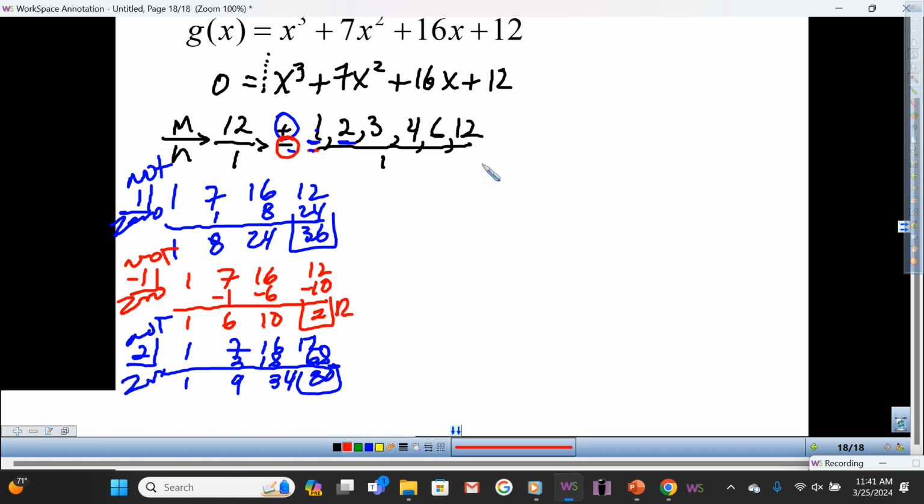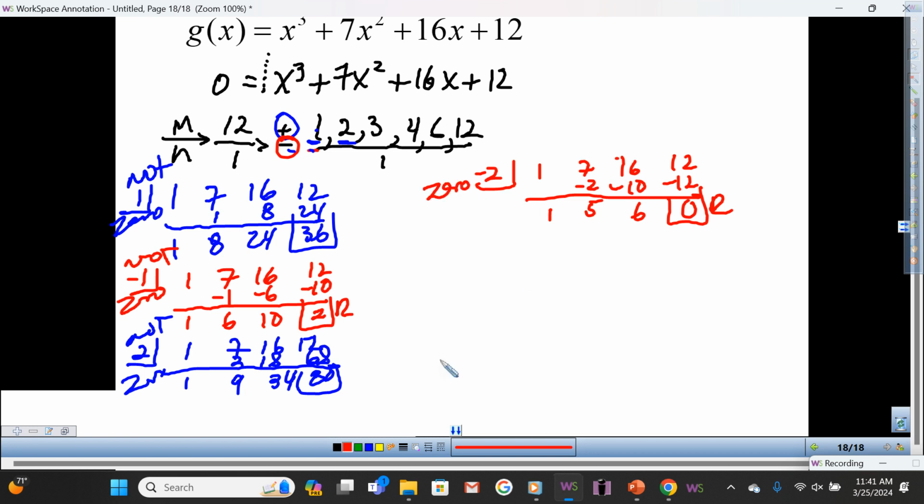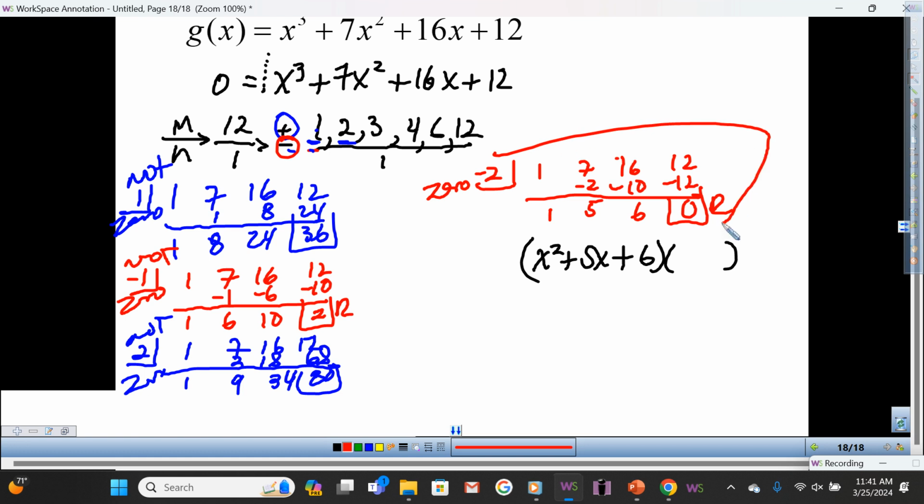What's next, everyone? Negative 2. I'm going to do here 1, 7, 16, and 12. Negative 2 times 1 is negative 2. Combine, that's 5. Negative 2 times 5 is negative 10. Combine, that's 6. Negative 2 times 6 is negative 12. And guess what? This is our 0. So, what do we write that we have left? If we started with a cubic, that means this is what? X squared plus 5x plus 6, and all that times what? X what? Plus 2.